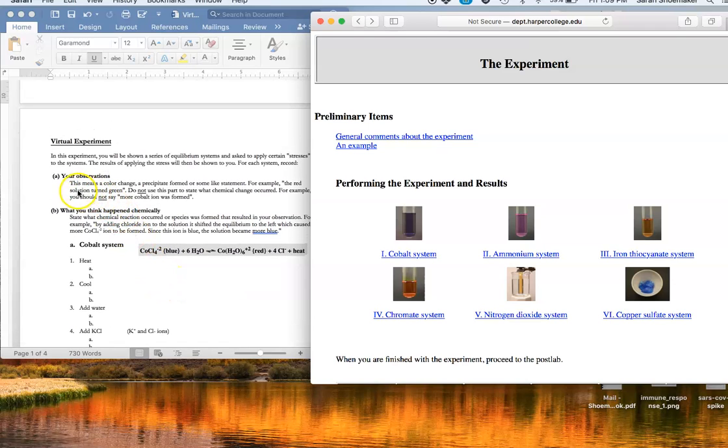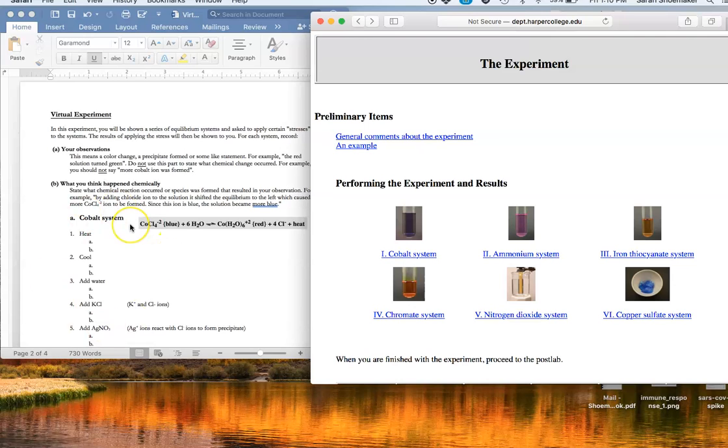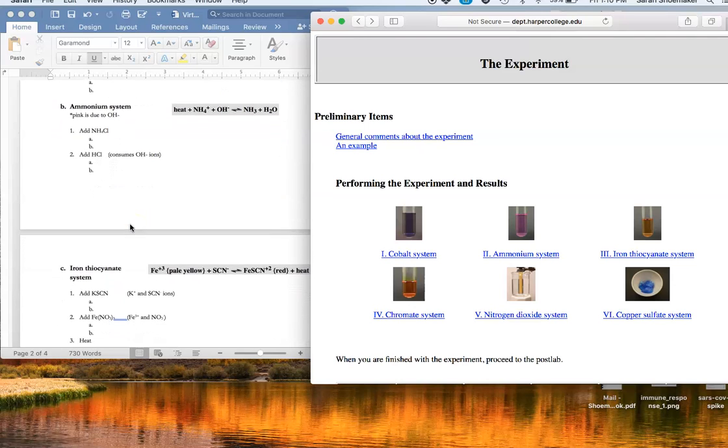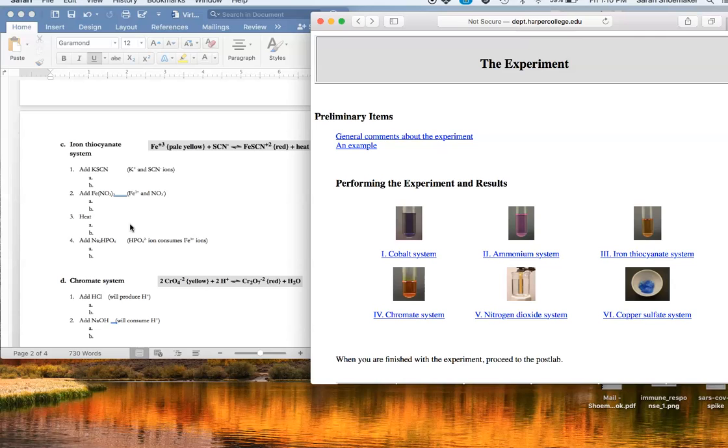So the part A is just your observation, what was the color change or the visual change, and then B is what you think was actually happening from a chemical standpoint. And I have some examples here, and we just walked through that whole first one together. So try the rest of them. If you have questions, let me know.